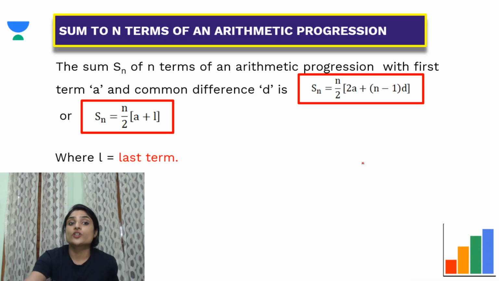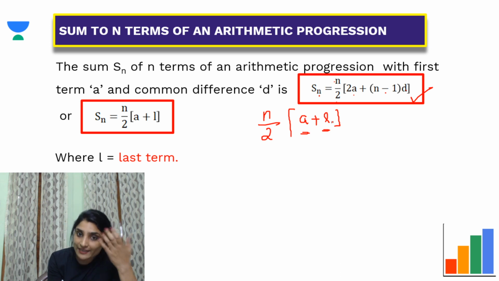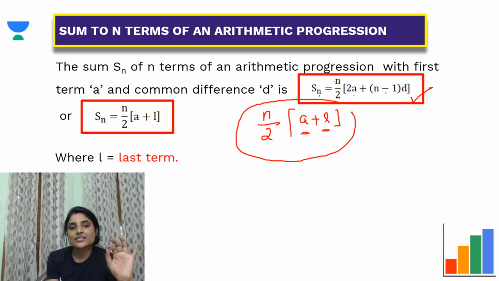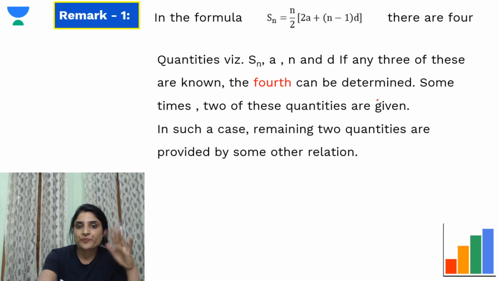Let's move forward. That is sum of n terms of the arithmetic progression. We know that there are two formulas. One is Sn is equal to n by 2 into (2a plus (n minus 1)d). Or you can use this formula also, n by 2 into (a plus l), where a is the first term and l is the last term. So if the last term is given, you can directly apply this formula. If the last term is not given, you can apply the other formula. Both formulas are applicable for the sum of n terms.